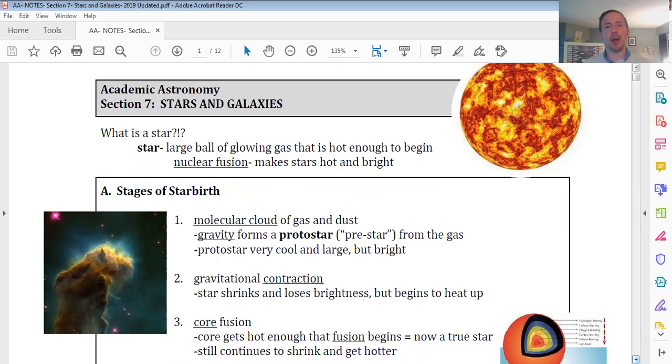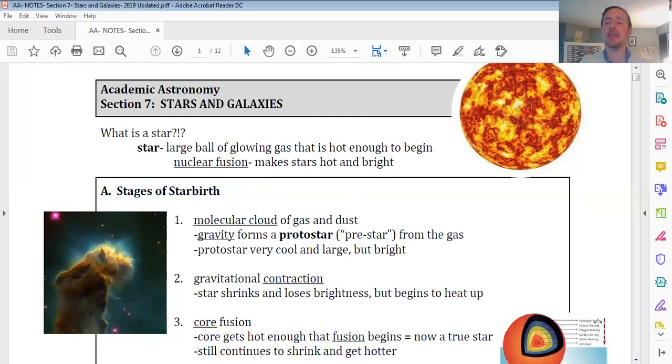Why are they so bright? Are they on fire? What are they made of? Are they solid like a hot coal? Well, in reality, this is my homemade definition for stars. It's basically a big ball of glowing gas, or we could say plasma, which is like an electrically charged mix between a liquid and a gas, that's hot enough to begin a very special F word. No, not that one, teens. This one, nuclear fusion. It is a process that makes stars hot and bright.